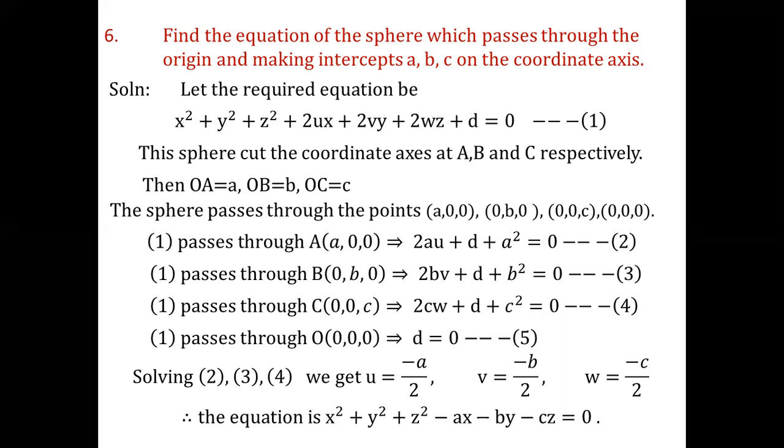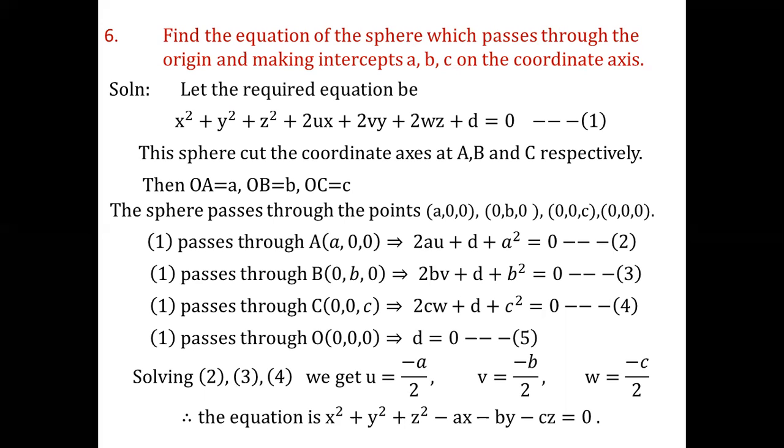Let us substitute (a, 0, 0) in equation 1. So you are going to get 2au plus d plus a square equal to 0. I am sure you know how you got this equation: in place of x, y, z in equation 1, substitute a, 0, 0. On simplification, you get the second equation. Similarly, it will pass through (0, b, 0). Again, substitute in equation 1 x, y, z as 0, b, 0. You are going to get 2bv plus d plus b square equal to 0, equation 3.